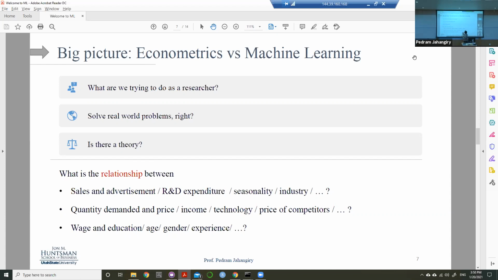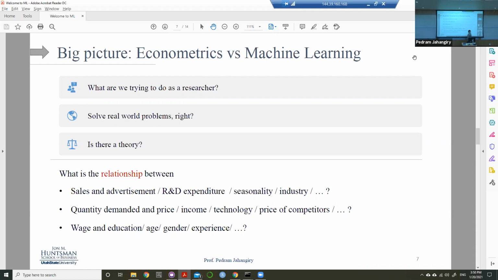So what are we doing? What are we trying to do as researchers in general? What do you think? What do you want to do? I give you some data. What do you want to do with that data? What's your goal? Any thoughts? Well, we can see the answer as well, right? You want to solve some real world problems. So that's basically our goal.